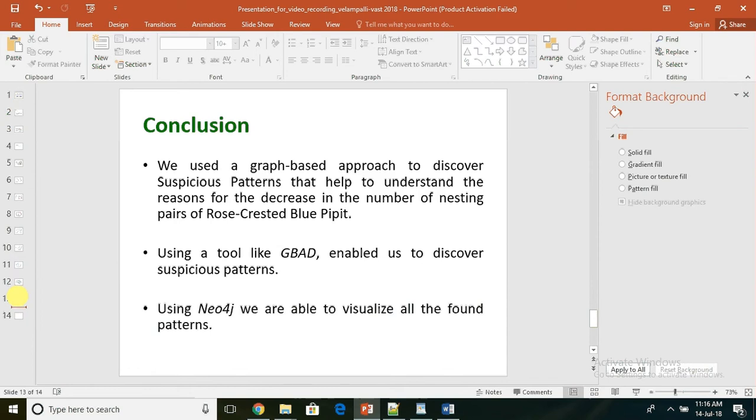We are able to understand the reasons for the decrease in the number of nesting pairs of rose-crested blue pipit.